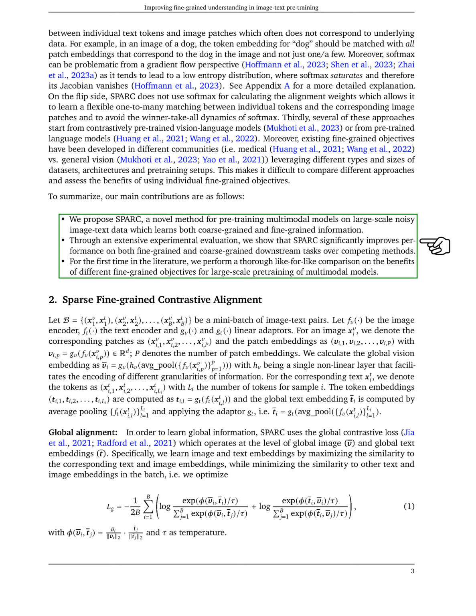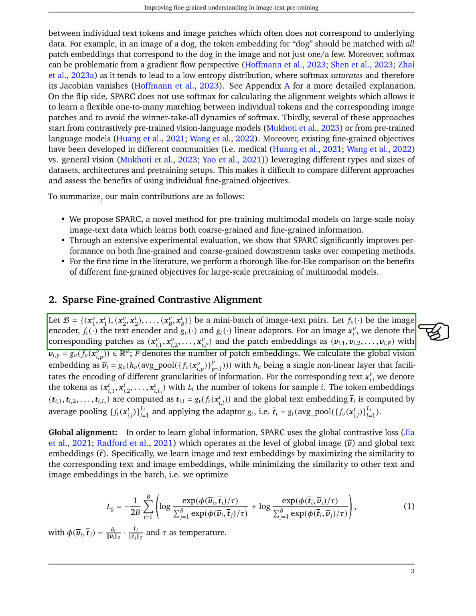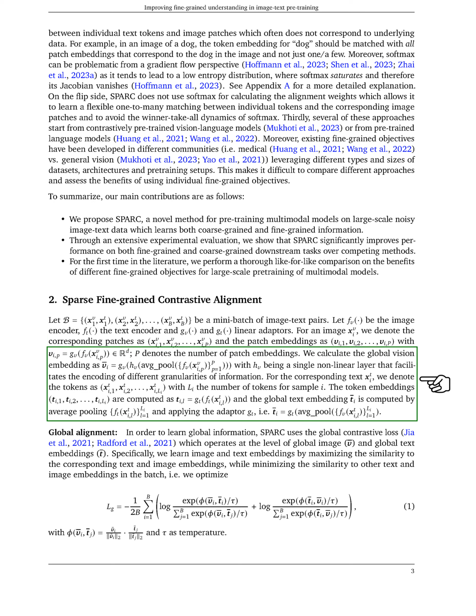Section: Sparse Fine-Grained Contrastive Alignment. Let's discuss a concept called sparse fine-grained contrastive alignment. Imagine we have a set of image-text pairs, where each pair consists of an image and its corresponding text. We use two encoders, one for images and one for text, and two linear adapters. For each image, we break it down into smaller parts, or patches. We then convert these patches into a form that our model can understand, which we call patch embeddings. We also calculate a global vision embedding, which is a summary of all the patch embeddings. This is done by averaging the patch embeddings and applying the image adapter.